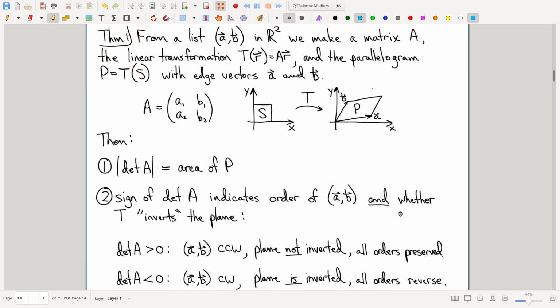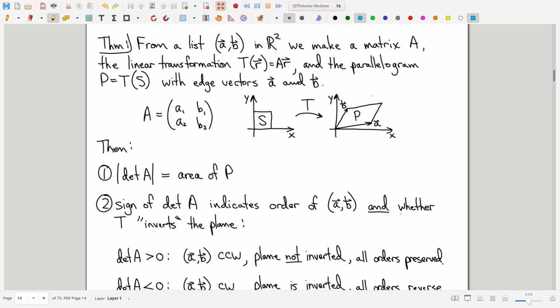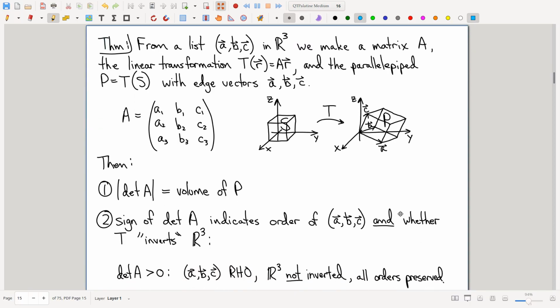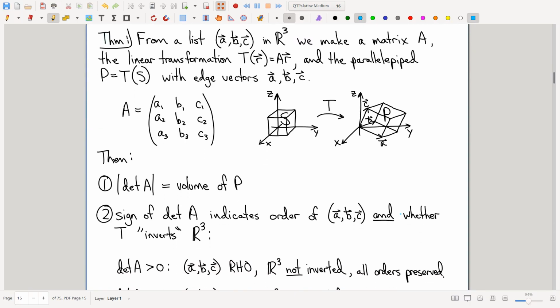So, cool facts about two-dimensional determinants. Now I'm going to scroll down, and notice how this theorem looks on the page. Notice how it looks really, really similar. I deliberately laid out this second theorem exactly the same way because it's morally the same idea. Again, we have a list that we use to make a matrix, that we use to define a transformation, that we use to create a geometric object.